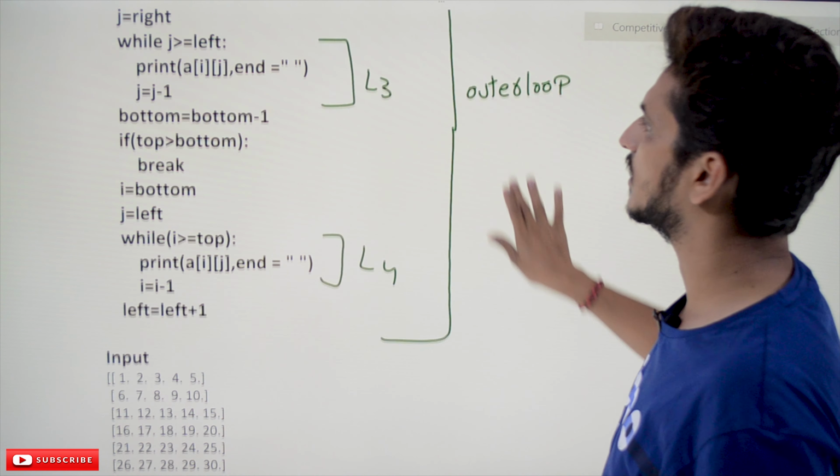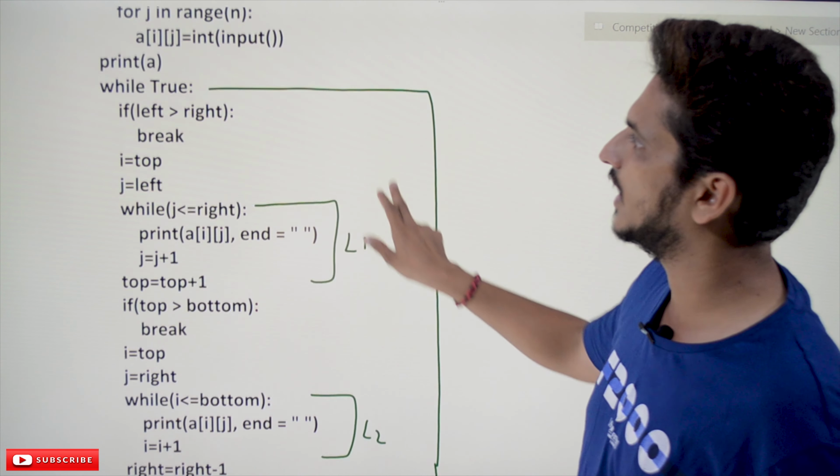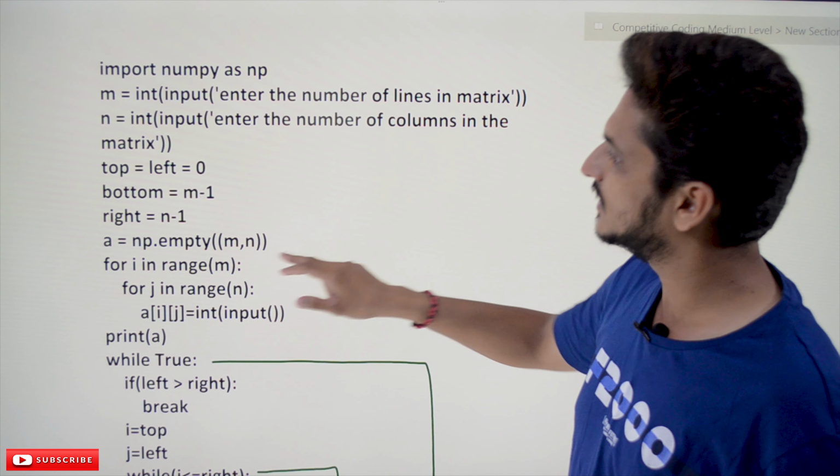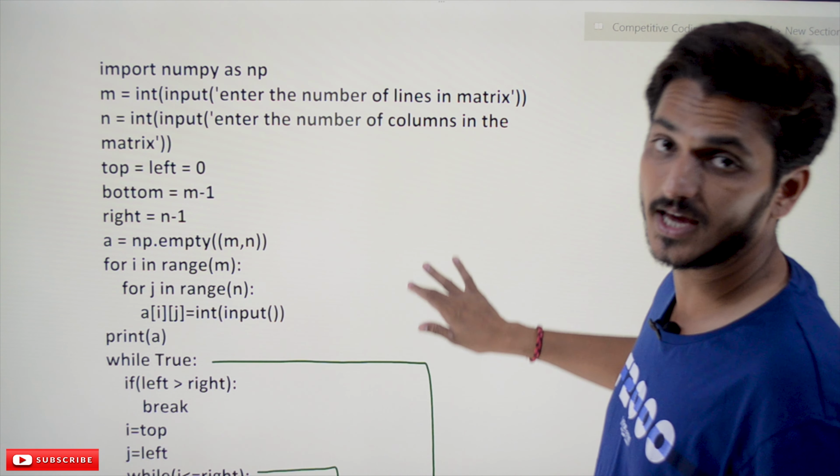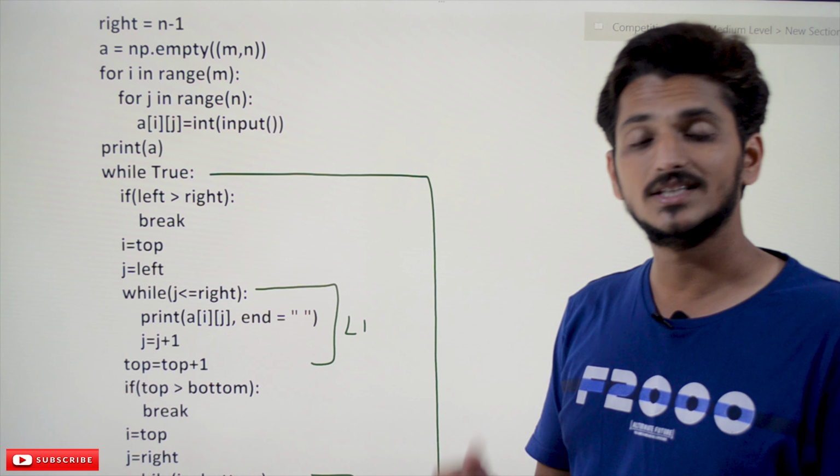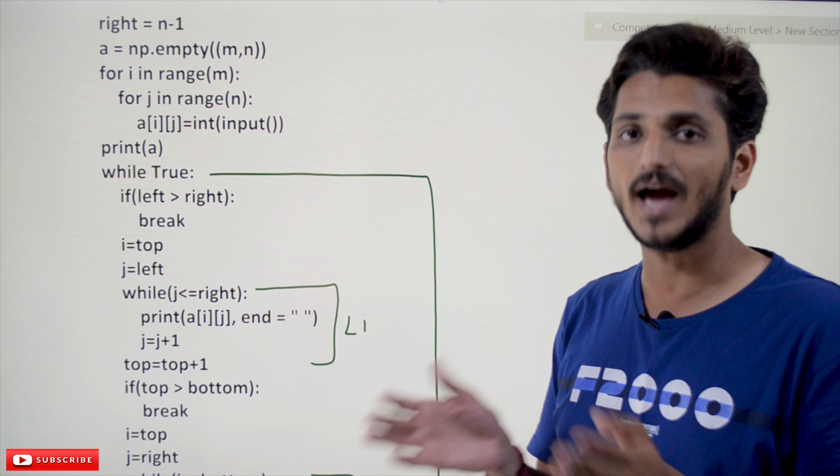Then again repeat the outer loop. While True means again repeat the outer loop. This is how we are going to display all the elements.